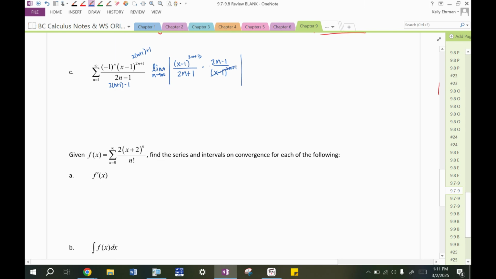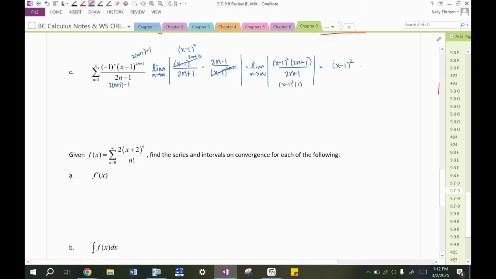The x minus 1s will cancel, and the difference between 3 and 1 is 2. So you're going to be left with x minus 1 squared. So I've got the limit as n approaches infinity of x minus 1 squared times 2n minus 1 over 2n plus 1. As n approaches infinity, 2n minus 1 over 2n plus 1 approaches 1. So this is like having x minus 1 squared times 1. So we get x minus 1 squared.